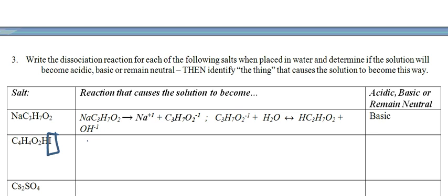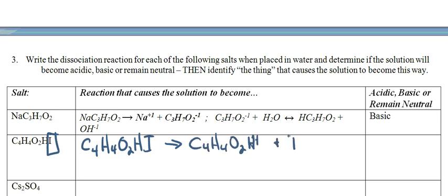So we're going to take this salt and we're going to dissociate it. Okay, and it's going to dissociate into C4H4O2H with a +1 charge and iodine. Now, recognizing that the iodine is a conjugate of a strong acid, it does nothing. So absolutely no way is the iodine going to cause this solution to become acidic, basic, or remain neutral. So this is the thing that causes it to become either acidic, basic, or remain neutral. Well, I can tell you right now it's not going to be neutral, because the only time that it remains neutral is when you have a conjugate of a strong acid with a conjugate of a strong base. We don't have that. We only have a conjugate of a strong acid.